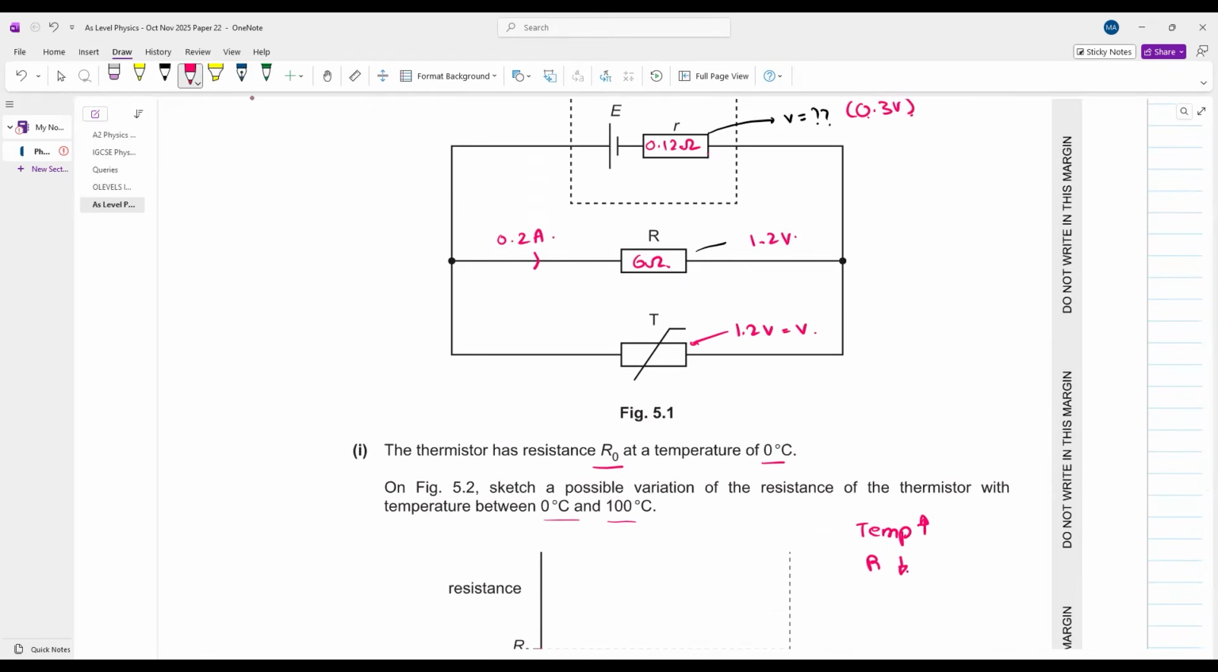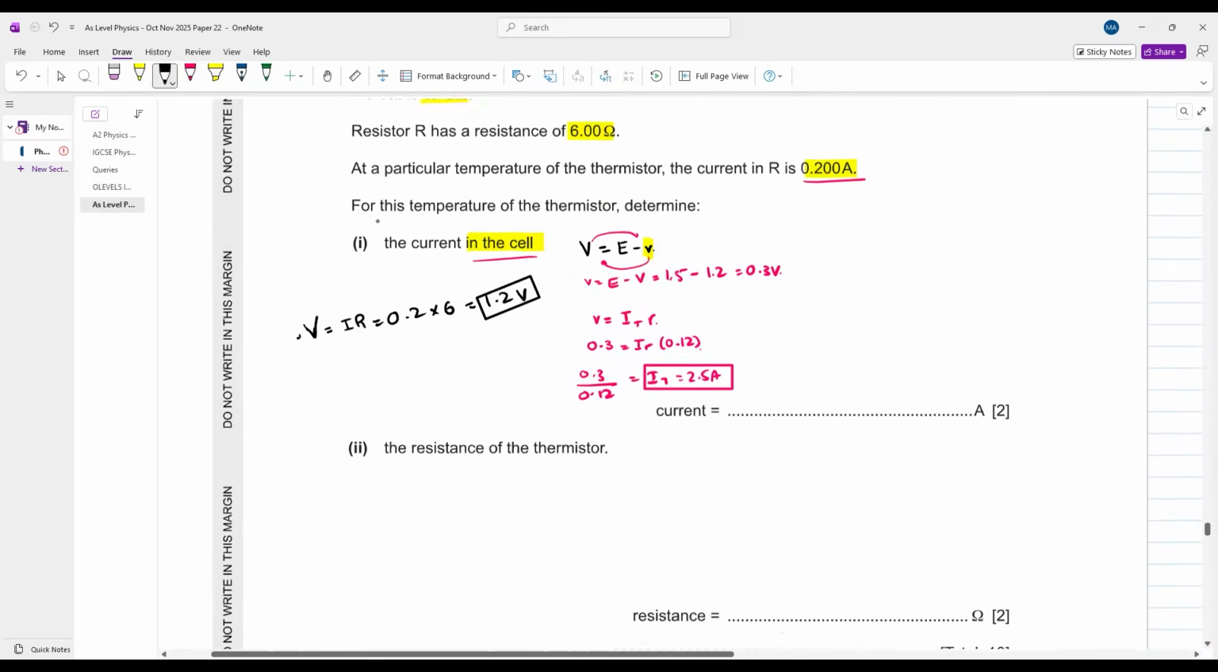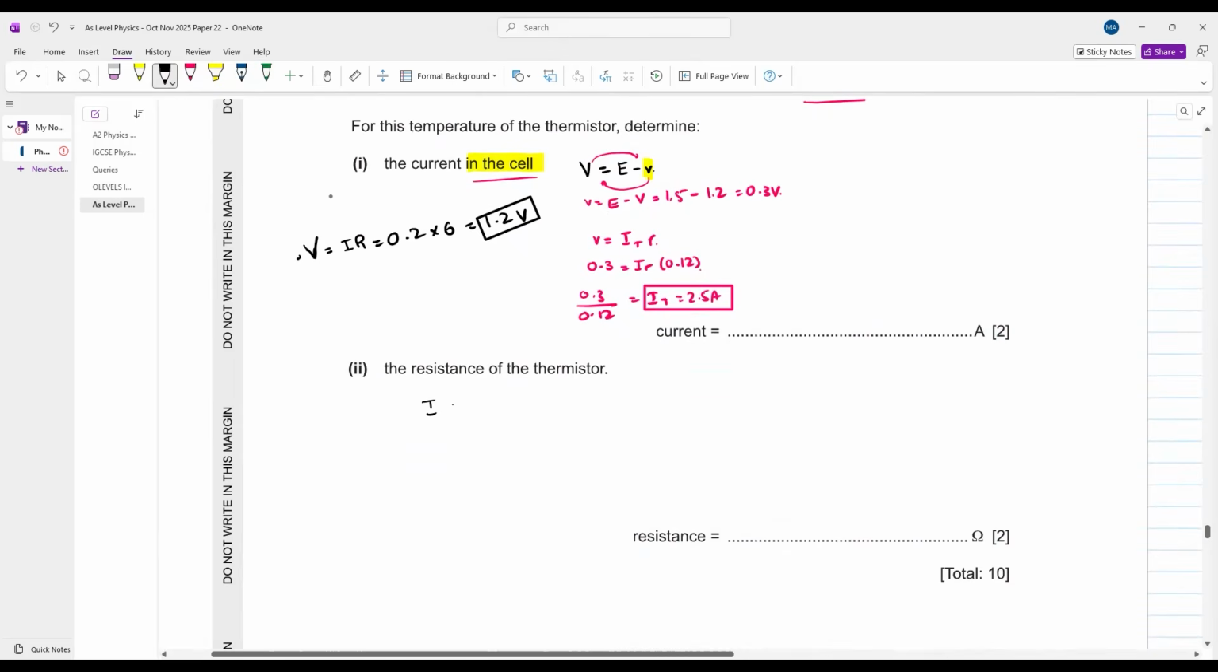And we also know that the total current was equal to what? 2.5 ampere. Out of the 2.5 ampere, the first branch is getting 0.2 ampere. How much current will come in the second branch? 2.5 minus 0.2, that is 2.3 ampere. Write it down: the current in the thermistor is 2.5 minus 0.2, that is 2.3 amperes.